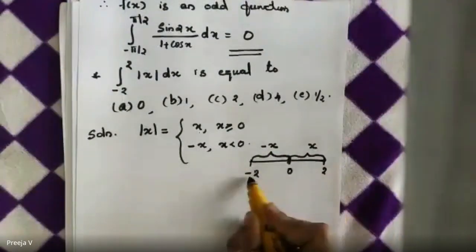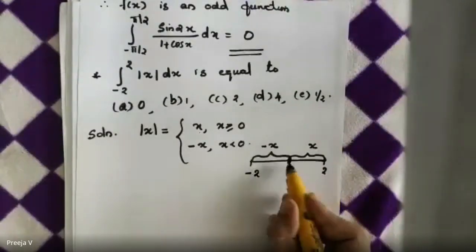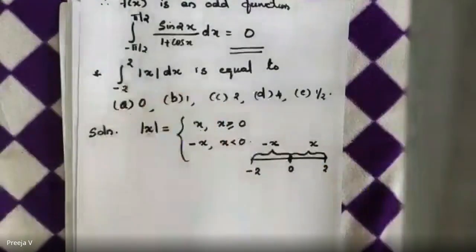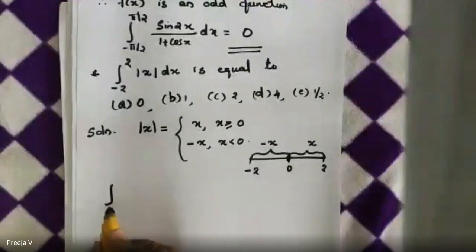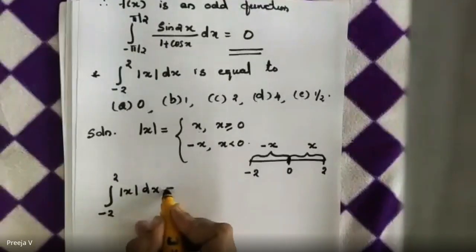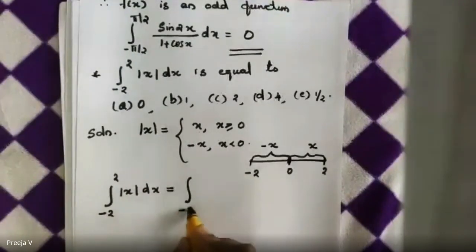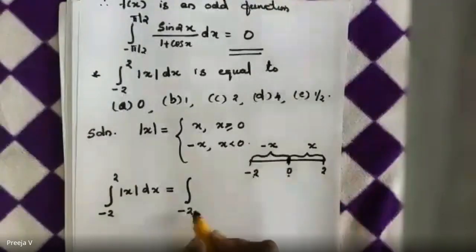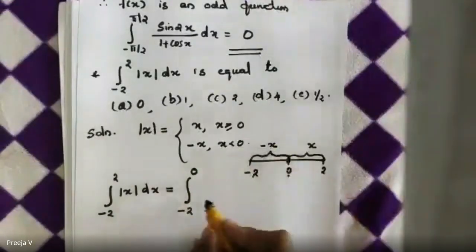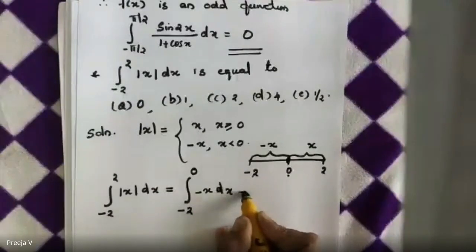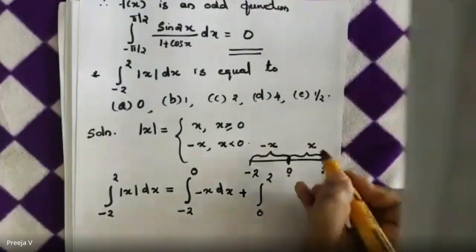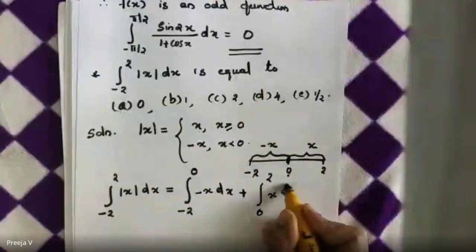അപ്പൊ നമ്മൾ എന്ത് ചെയ്യും? ഈ ഇന്റഗ്രൽ -2 to 2 എന്നുള്ള ഇന്റഗ്രൽ നമുക്കറിയാം രണ്ടായിട്ട് സ്പ്ലിറ്റ് ചെയ്യാൻ പറ്റും അല്ലെ? ആ പാത്തിൽ ഏതെങ്കിലും പോയിന്റ് വേറെ നമുക്ക് അറിയാമെങ്കിൽ ആ പോയിന്റിൽ വെച്ച് സ്പ്ലിറ്റ് ചെയ്യാം. So integral -2 to 2 mod x dx can be written as integral from -2 to 0, in -2 to 0 value of mod x is -x dx, plus integral from 0 to 2. In 0 to 2, value of function is x dx.